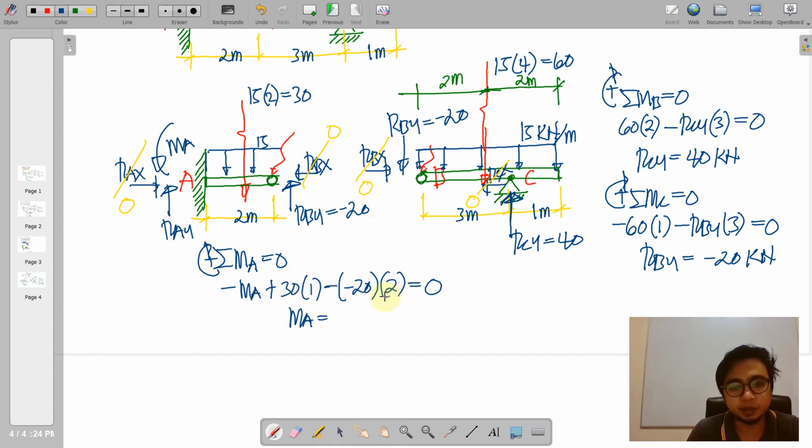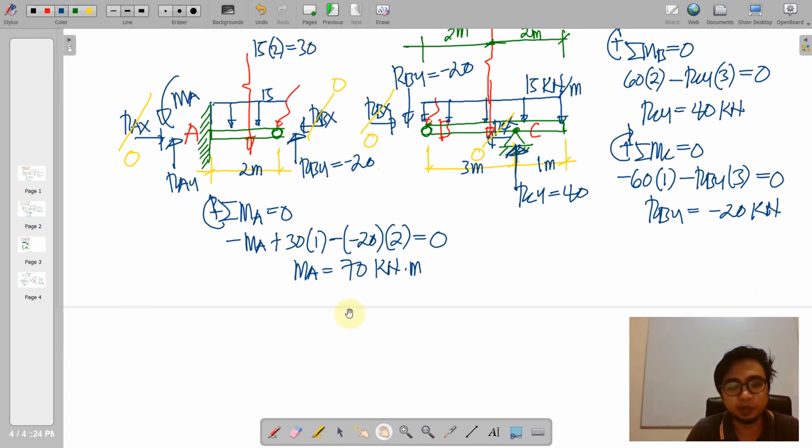This is 20 times 2, which is 40, plus 30. Or this will become positive 20 times 2 times positive 40. It will yield 70 kilonewton-meter if added to 30. Okay, so we have obtained the moment, then we proceed to the RAY.